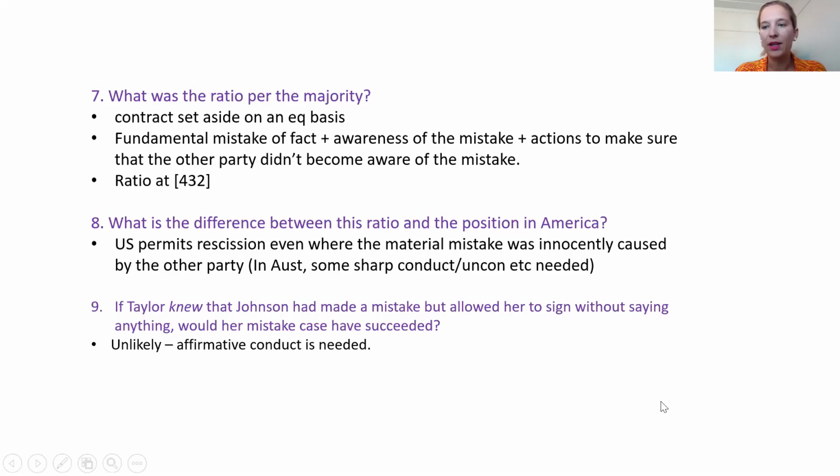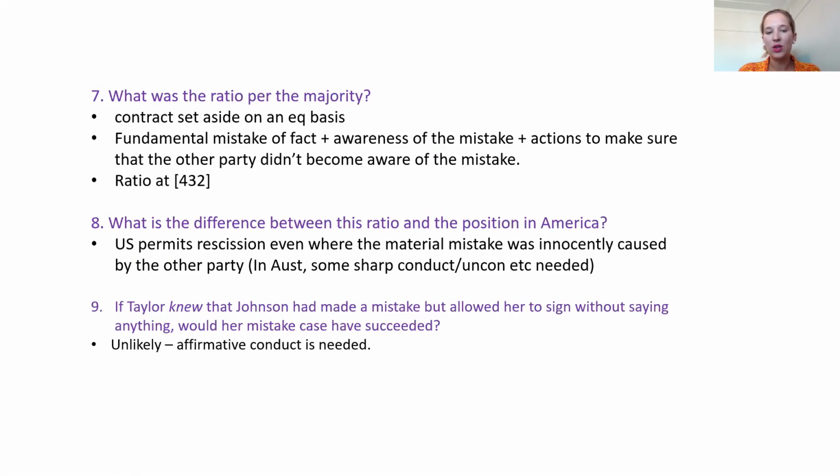Okay, so moving on then to Question 8. What is the difference between this ratio and the position in America? In the US, rescission is actually permitted, so contracts can be voidable even when the material mistake was innocently caused by the other party. However, as noted already a couple of times, in Australia, that sharp conduct or element of unconscionability is needed for equity to step in and then the contract to be voidable. And this is then important for that next question.